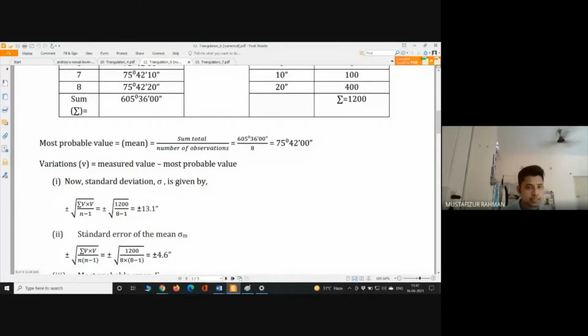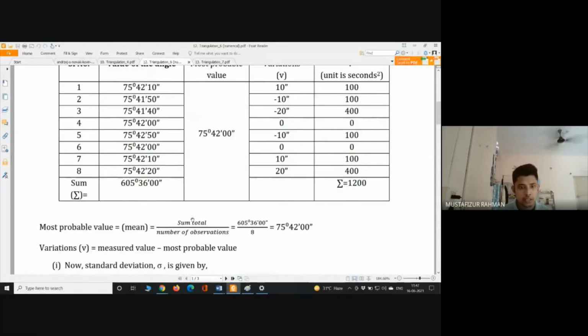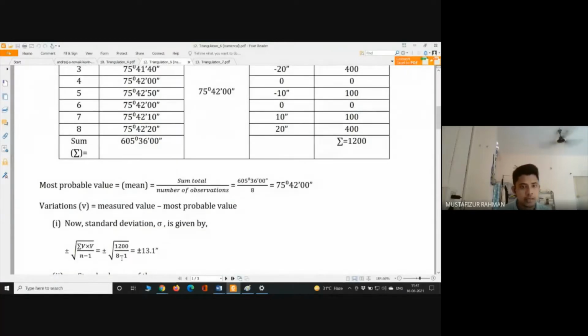So the formula is the same one that we have studied over time: square root of the summation of variation square divided by n minus 1. So what is n? N is the number of observations. This is the summation of variation square. We did the square of variations and added them up. So it is 1200. So 1200 divided by 8 minus 1, square root. So the answer is plus minus 13.1 second.